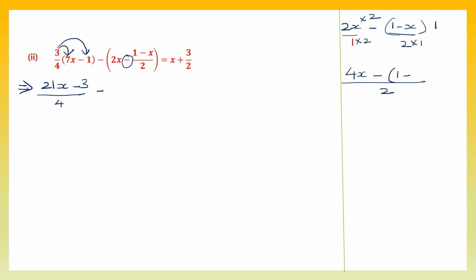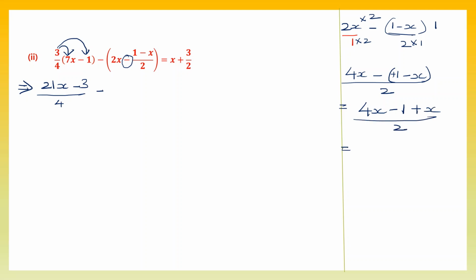So I'm going to leave it in brackets because I have a minus sign. Now let's be careful and open the brackets. So 4x, when you see a minus before a bracket, change the sign. So this is plus, it will become minus, and minus x will now become plus x. And the denominator is 2.